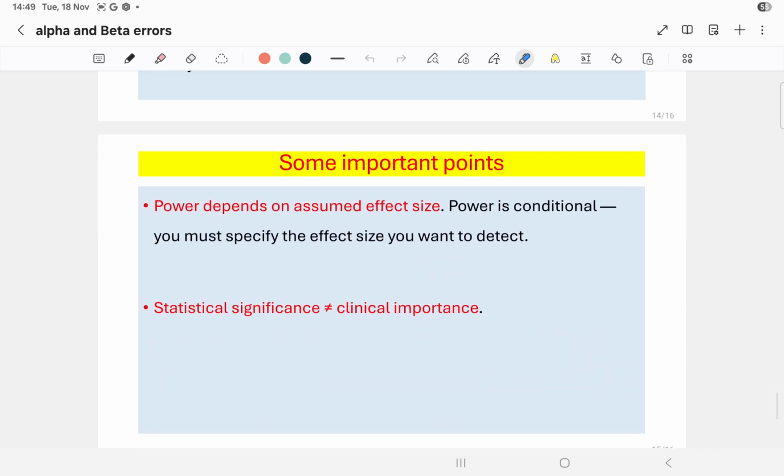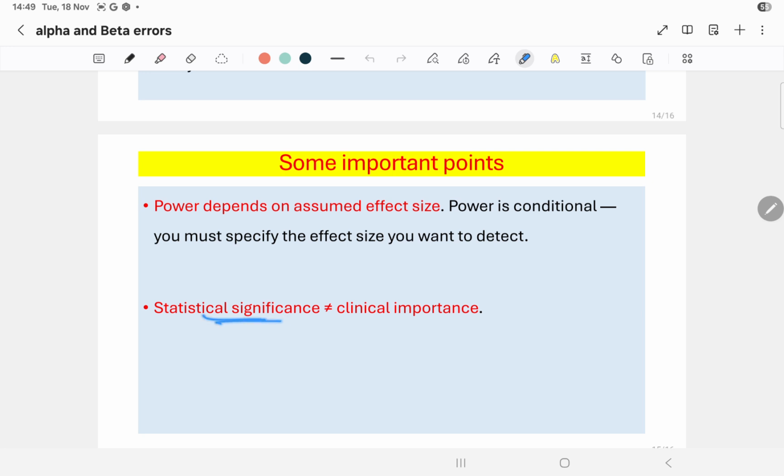Power depends on the assumed effect size. What does that mean? If your drug is very effective, you don't need much power. If your drug is only minimally effective, you need more power in the clinical study. So power is conditional. You must specify the effect size you want to detect. If you want to detect a very large effect, do you need much power? No. We need smaller power, and vice versa.